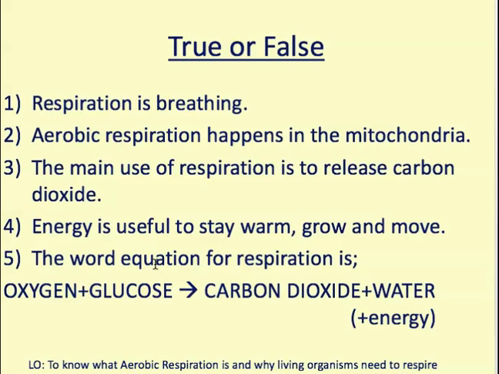Okay, number 1, respiration is breathing. That is, of course, false. Respiration is a chemical process that happens in the mitochondria. Number 2, aerobic respiration happens in the mitochondria. That is true. Number 3, the main use of respiration is to release carbon dioxide. That is false. The main reason for respiration is to release energy. Number 4, energy is useful to stay warm, grow and move. That is true. And the word equation for respiration is oxygen plus glucose makes carbon dioxide plus water plus energy. That is also true. Make sure you have used your green pen to assess your true or false questions.